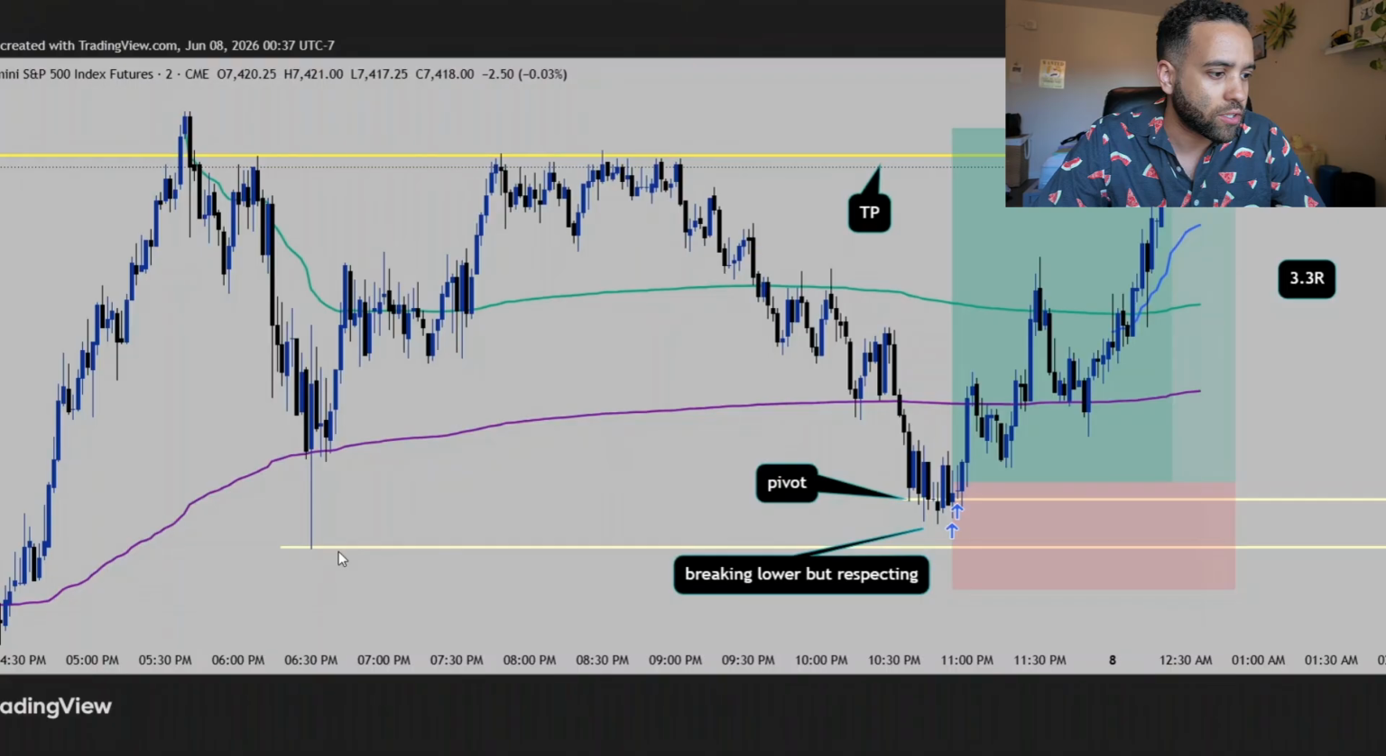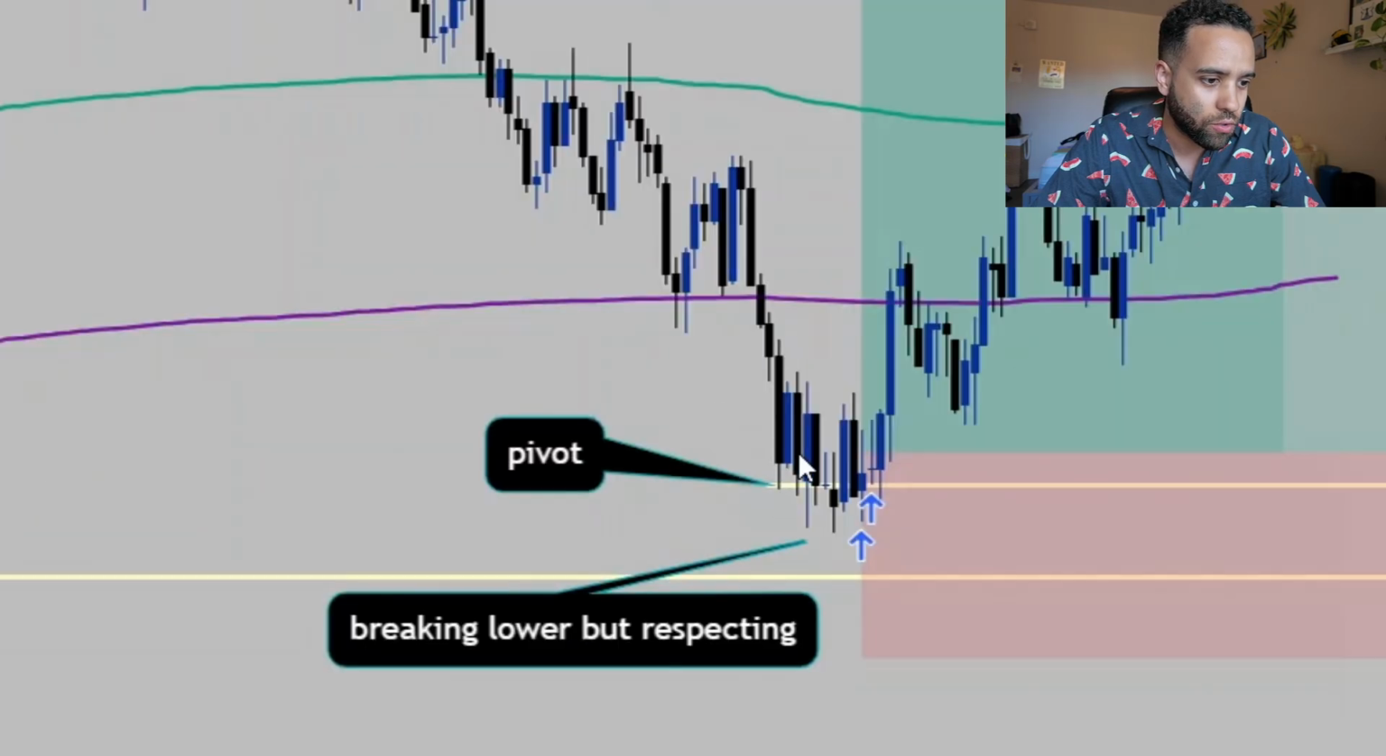So I marked out this pivot here, but I also marked out this pivot right here. And I saw, right, you have 1, 2, 3, 4, 5, 6, 7, 8, 9, like 10 or more candles that were all at this point, and really breaking lower but respecting the zone.